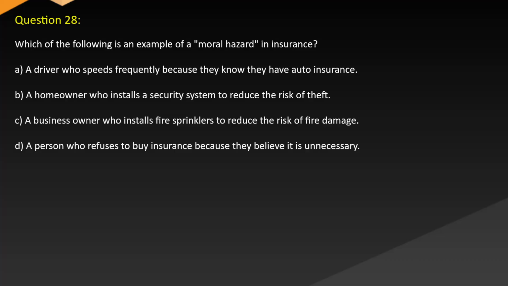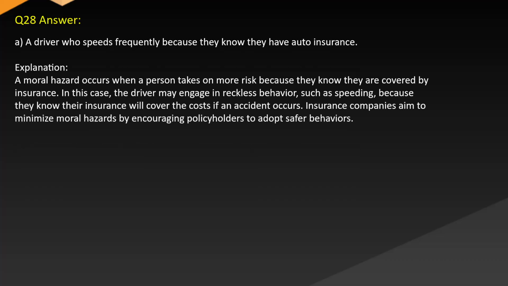Question 28. Which of the following is an example of a moral hazard in insurance? A. A driver who speeds frequently because they know they have auto insurance. B. A homeowner who installs a security system to reduce the risk of theft. C. A business owner who installs fire sprinklers to reduce the risk of fire damage. D. A person who refuses to buy insurance because they believe it is unnecessary. Answer: A. A driver who speeds frequently because they know they have auto insurance.